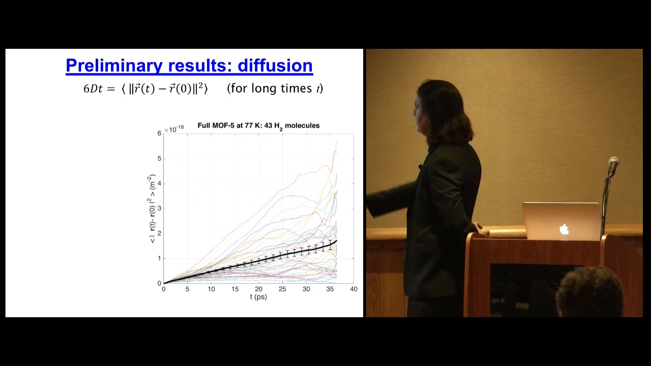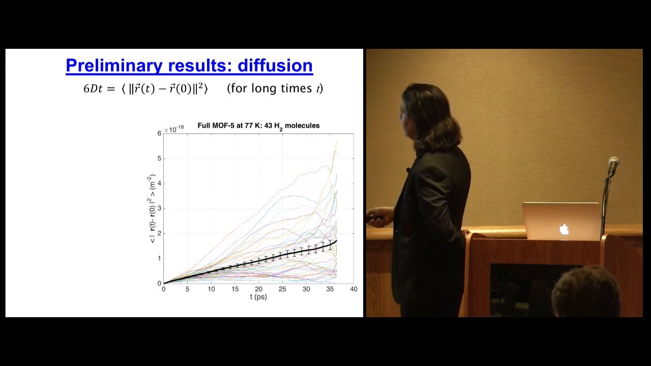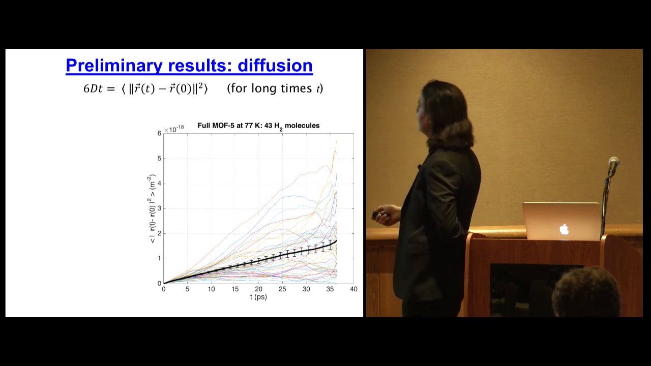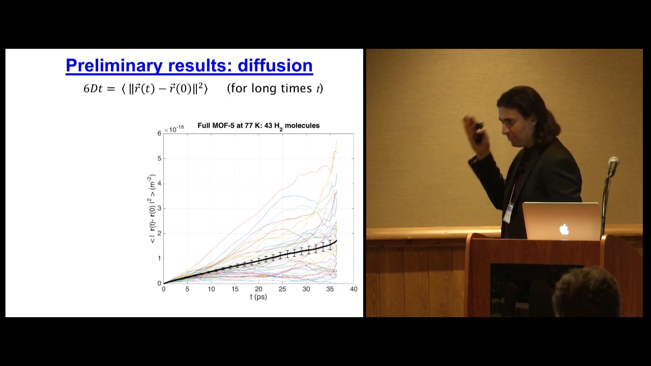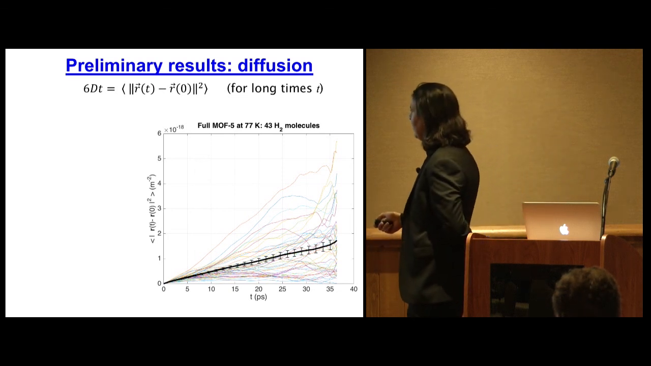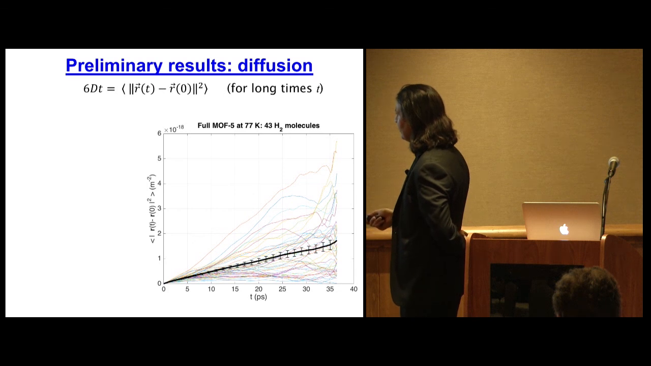Okay, this was a 36 picosecond run. Each little colored line is one of the hydrogen molecules. So some of them jiggle around a lot, some of them don't. And the black thing is the molecular averaged one. Every point has an error bar, but if I drew it, it'd be all black.